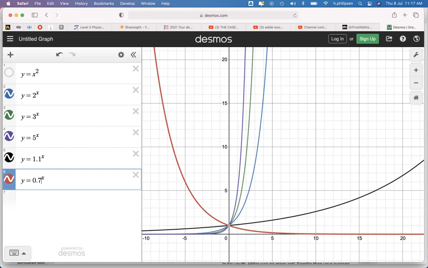And of course, if it's going down, then the base, the number that x is being raised to, is less than 1. The other thing to notice is that all of these graphs, including the decay curves, all pass through this point here, which is the point (0, 1), where x is 0 and y is equal to 1. So they all intersect the y-axis at y equals 1. And in a minute, we'll have a look at why that is.